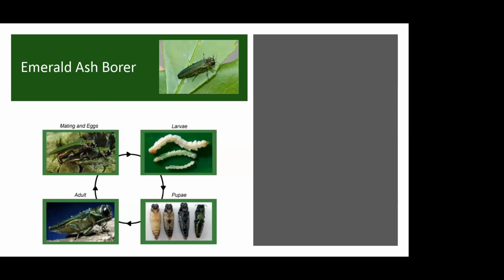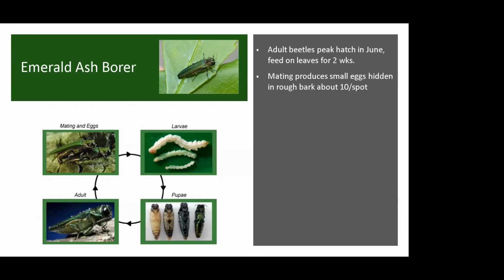There's a pretty simple life cycle. It's complete metamorphosis as it is in many insects. The adults hatch as a peak around June. It depends on degree days. Generally about 800 degree days gives you your massive peak, but it starts at 500 and goes to 1100 degree days.